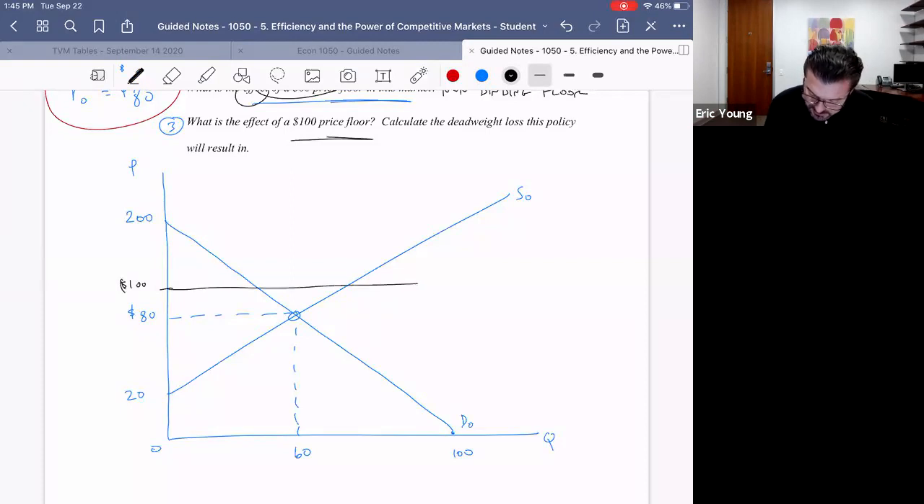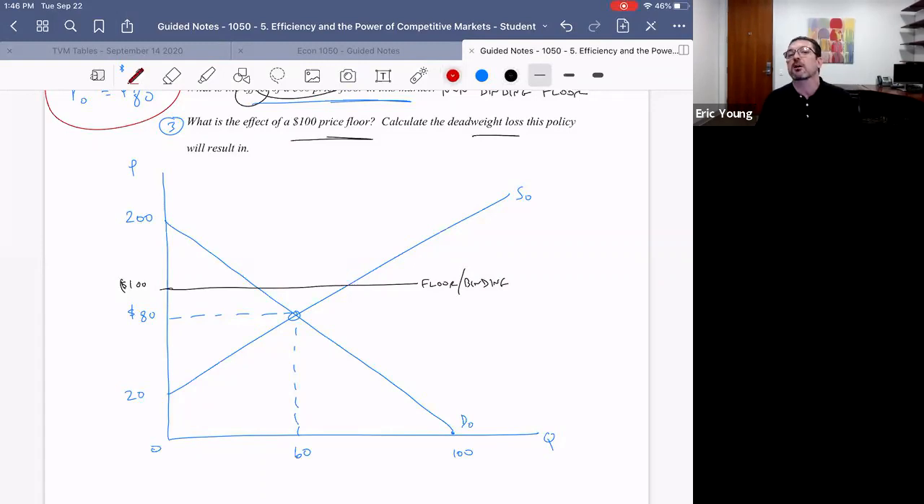So this is going to be a floor. And because this floor is above equilibrium and it therefore will fulfill its job of keeping prices from falling too low back to equilibrium, this is going to be a binding floor. And therefore, it's going to cause us some economic inefficiency, specifically a dead weight loss. How do we calculate that dead weight loss?